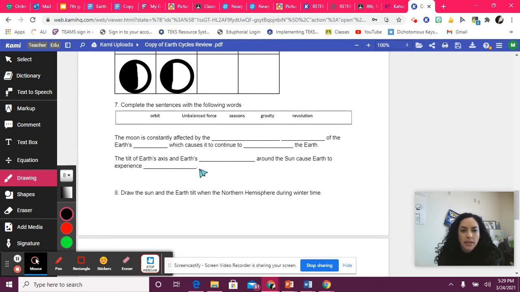Next, complete the sentences with the following words. So here, very easy. All you have to do is make sure you write the correct words into its correct position. The moon is constantly affected by the blank blank of the Earth's blank, which causes it to continue to blank. So you have 6 words. Interesting. Am I missing something? Give me 1 second. Never mind. So the moon is constantly affected by the, if you notice, unbalanced force.